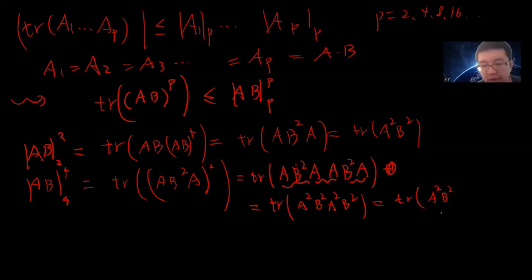So you can see this is basically what you get. The 2-norm of AB is the trace of A squared B squared, and the 4-norm of AB to the 4 is the trace of A squared B squared, squared. I think you can easily prove by yourself that in general, with the P-norm, you get the trace of A squared B squared to the P.